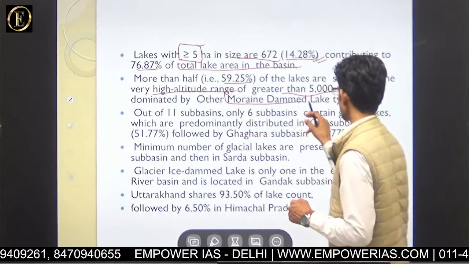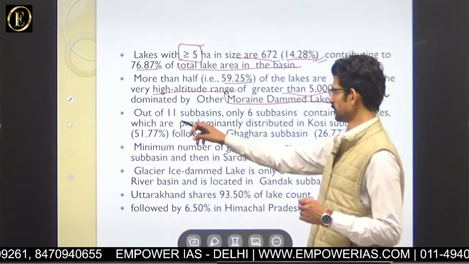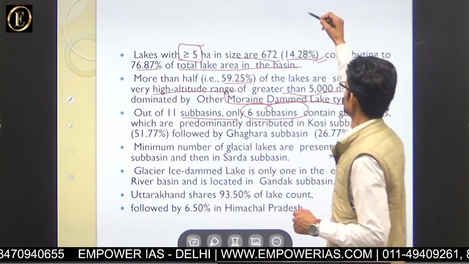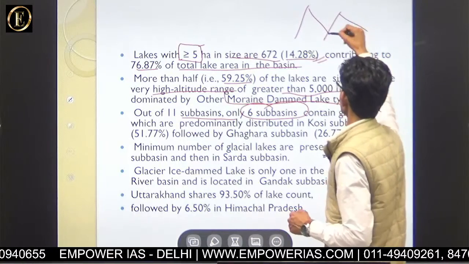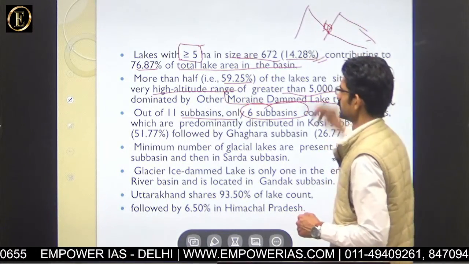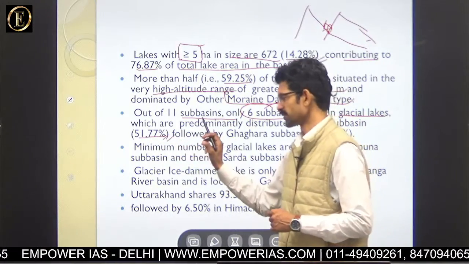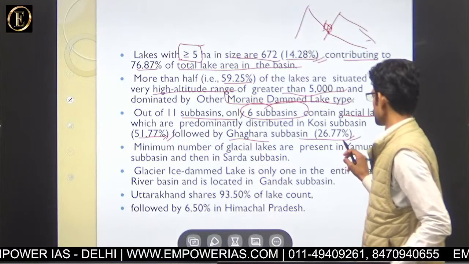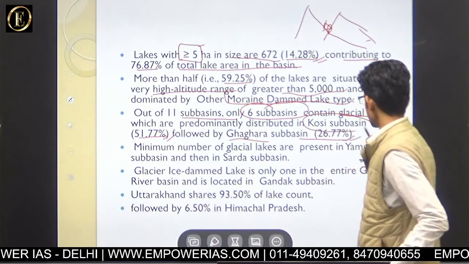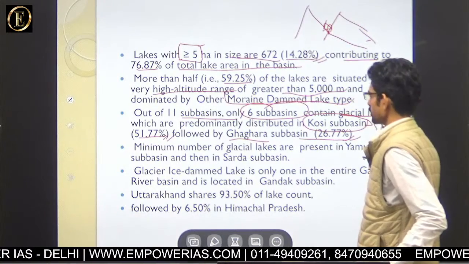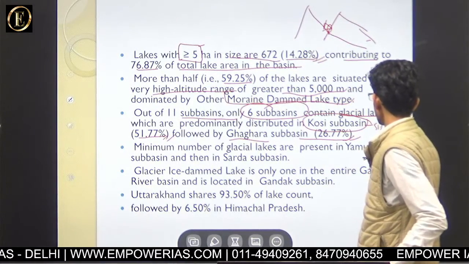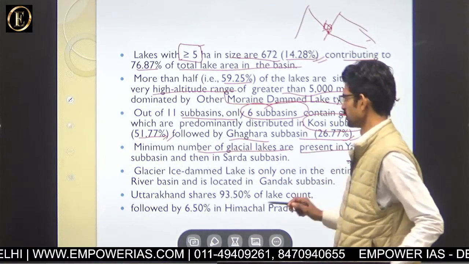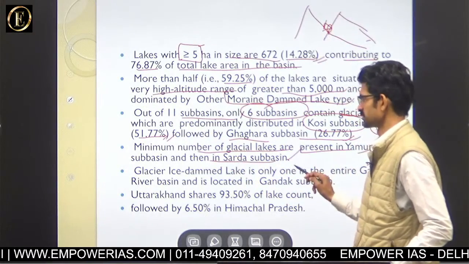Then another, moraine dam lake type: out of 2 sub basins, only 6 sub basins contain glacial lakes. तो ये 6 सब बेसिन्स में ऐसे ग्लेशियर लेक्स बनते हैं. And which follows the 51.77% and Ghaghara sub basin 26.7%. सो कोसी बेसिन में सबसे ज़्यादा फ्लड आते हैं because of 51.7% of area coverage. Then minimum number of glacial lakes are present in the Yamuna sub-basin, then the Sharda sub-basin.